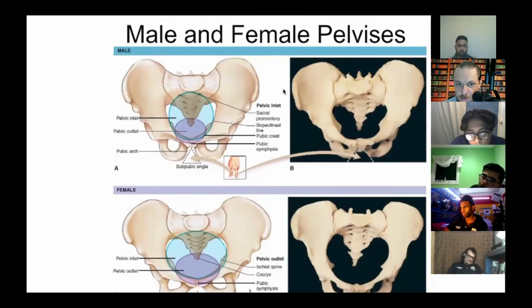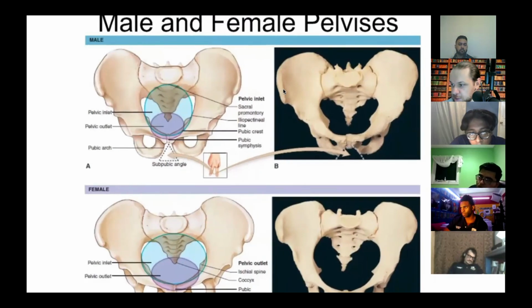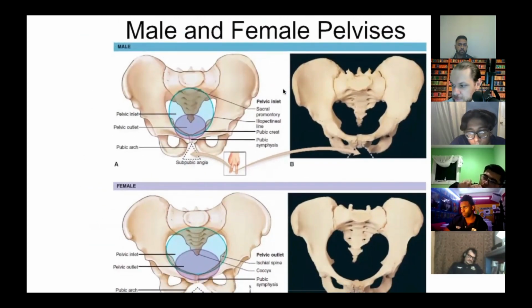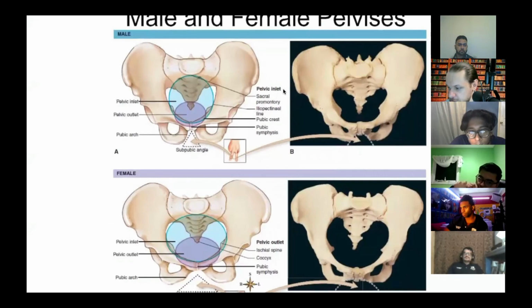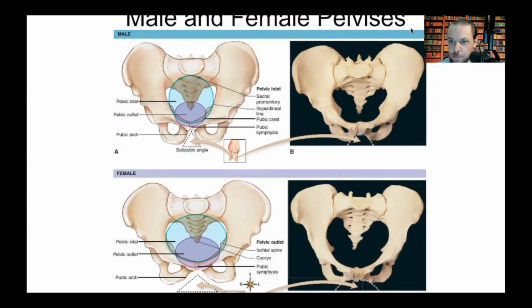The other thing I want to talk about is the size difference between the male and female pelvis. You notice the pelvic outlet on the female is bigger in diameter, as opposed to the male. Let's see if you guys can tell me what you believe the reasoning for that is.